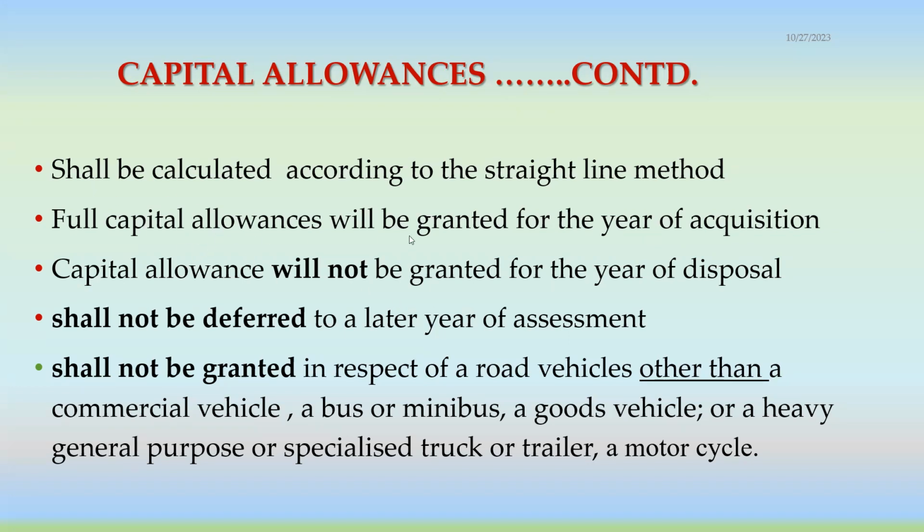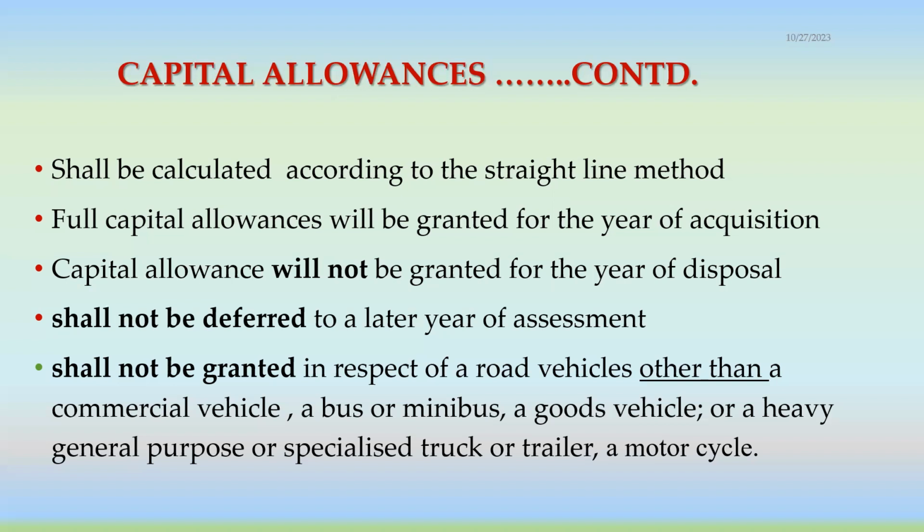Full capital allowances will be granted for the year of acquisition. Sometimes we can purchase an asset during the first day of that year of assessment. Without considering that period, we can grant capital allowances. What does that mean? Full capital allowances are given if we purchase that asset during the year 21-22, then for the whole year, we can grant capital allowances.